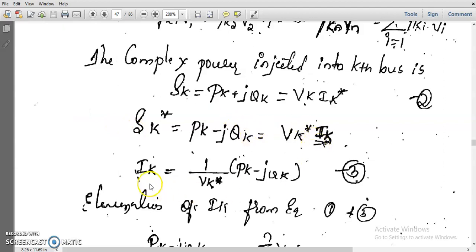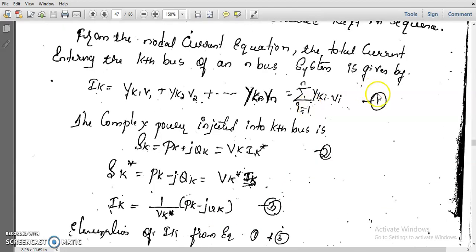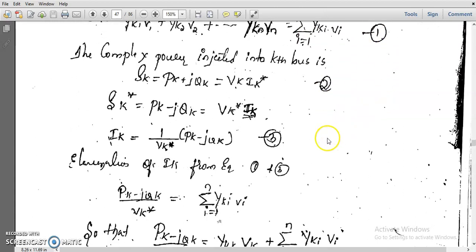Therefore Ik equals 1 by Vk, that is, Vk Ik equals Pk minus jQk. So Ik equals Pk minus jQk divided by Vk star. This is equation number 3, that was equation number 2, and this is equation number 1.